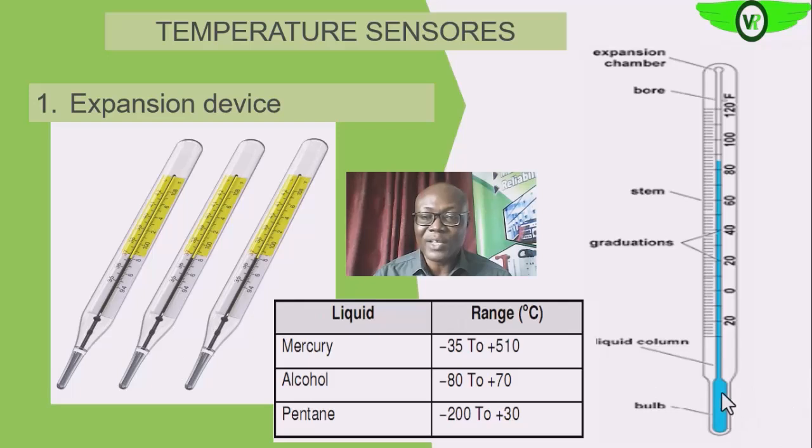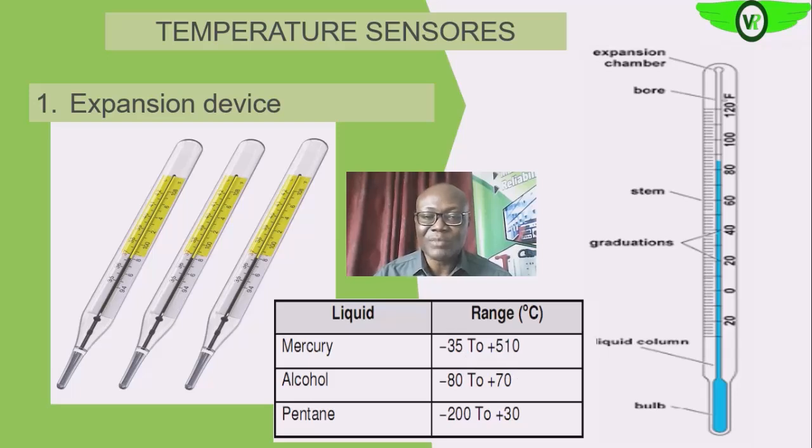And this is what you have here: the expanding liquid, the liquid that is capable of expansion, in the bulb. Once the bulb is heated, the liquid will expand along the stem. The height it reaches is calibrated to give us a direct reading of the temperature of the body we are measuring. In some we have alcohol and in others we have pentane. As you can see, they have different temperature ranges for which they are effective.